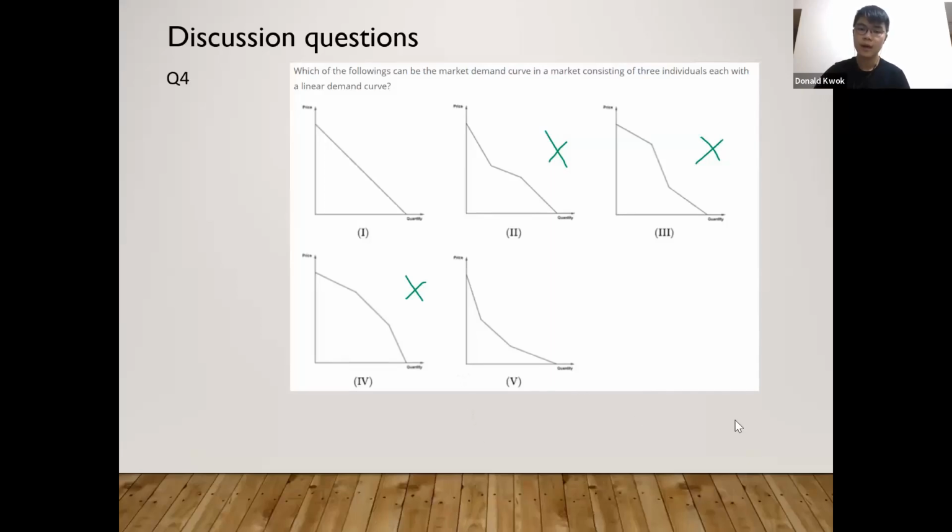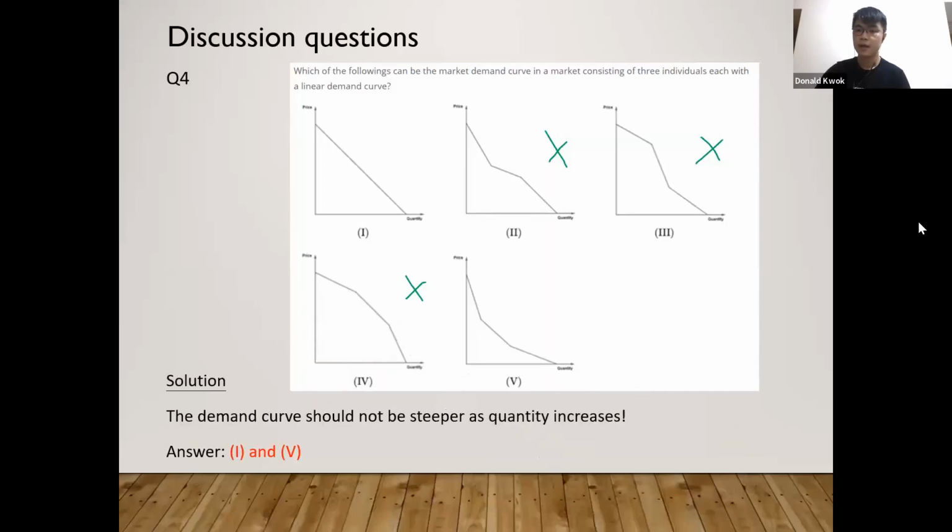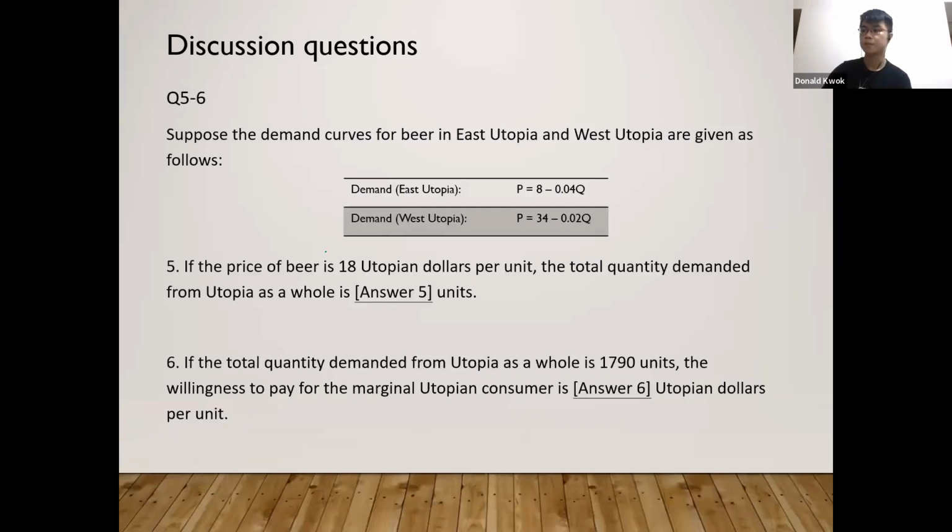So for 5, it should be quite straightforward. If the 3 individuals have different y-intercepts for their individual demand curves, then case 5 will occur. But how about the first diagram? Under what situation would the first diagram occur? It will happen when the 3 individuals have the same y-intercept for their individual demand curves. Then in that case, the market demand curve would not kink. Right, so that's all for question 4, and please take a look at the following problem.